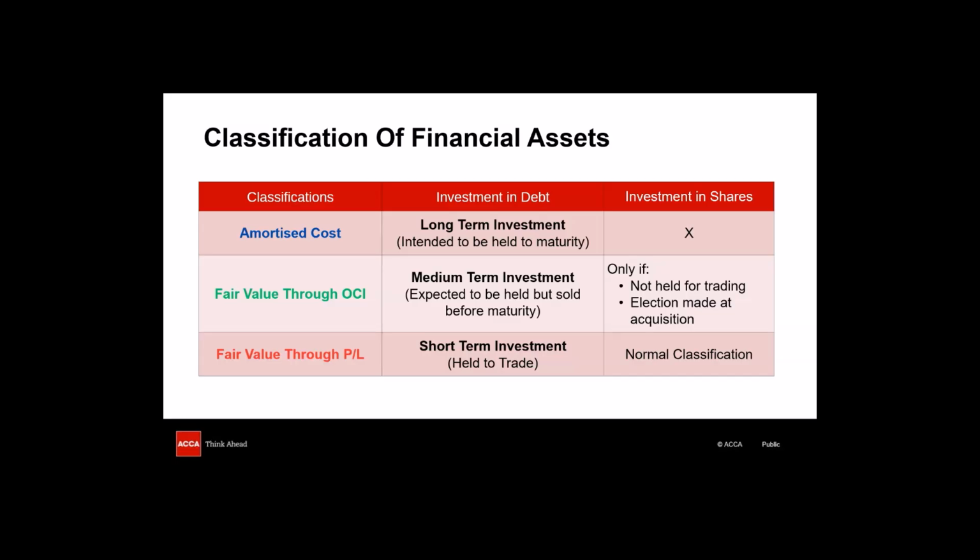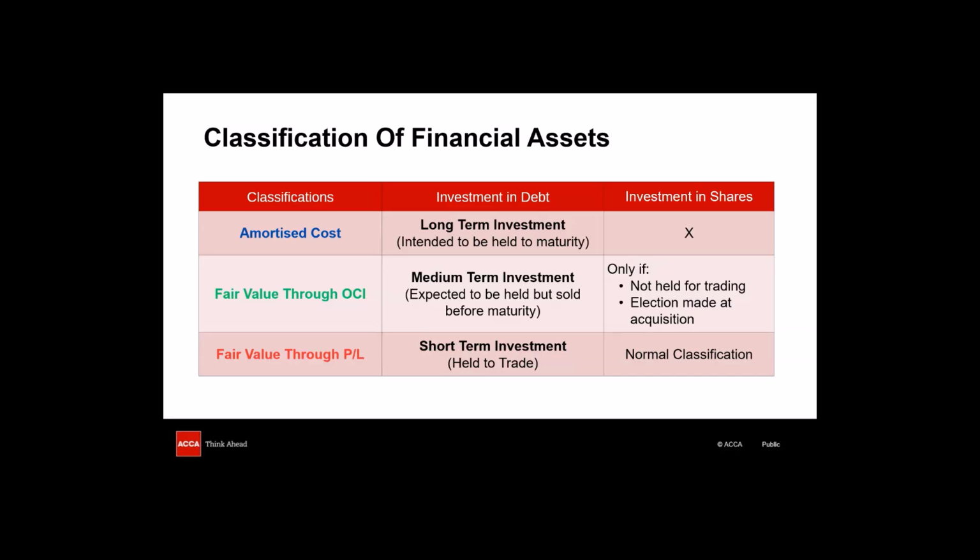Now, the standard says that in case of amortized cost, when we say intended to be held till maturity, we need to apply two tests on it. One is the business management model test and the other is the contractual cash flow characteristics test. Now, in this case, if the company intends to get the principal amount of that particular debt as well as the interest, and the interest is a combination of time value of money and the credit risk associated with it.